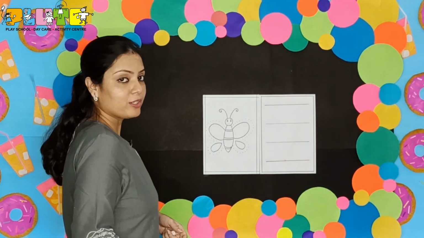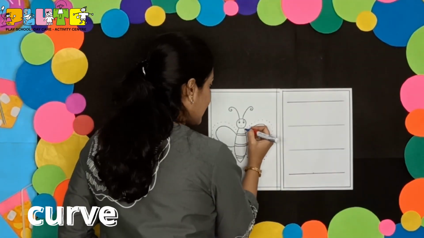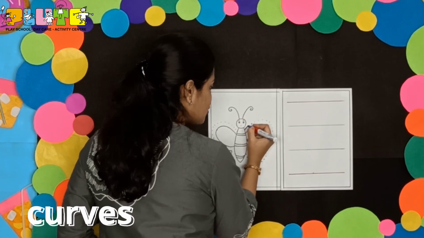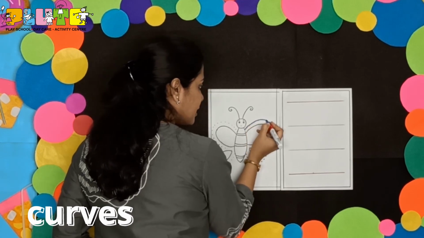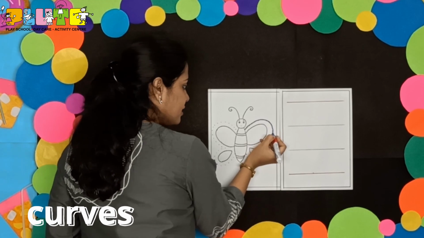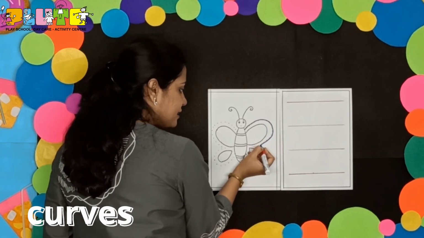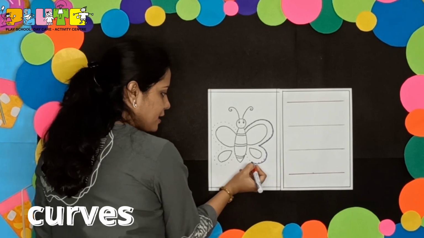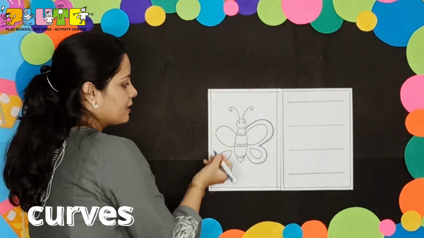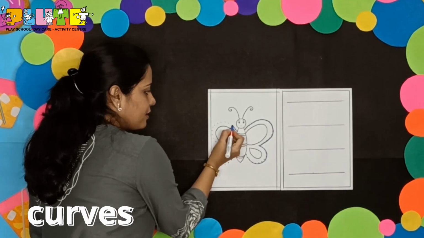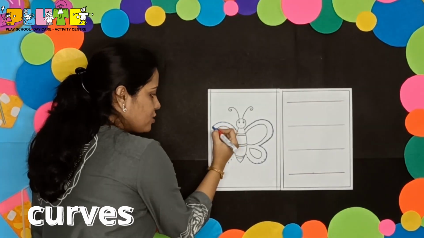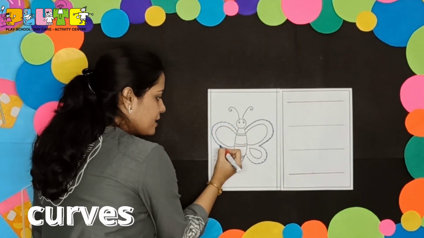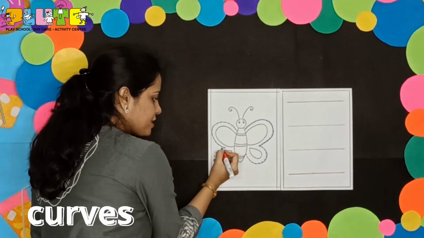So let's do it with me. I will start joining the dots. See, I am joining the dots and I am making the curve also. Like this. Another curve. I'll join the dots and make the wings. This is my left curve.